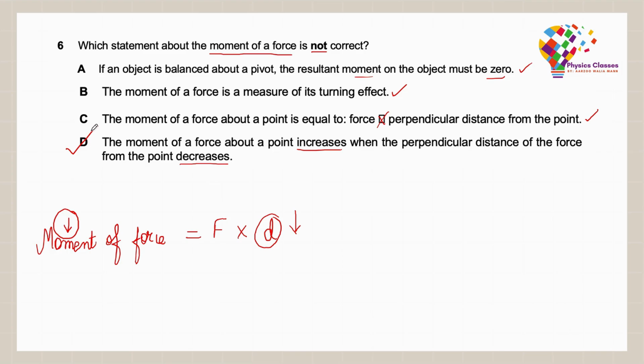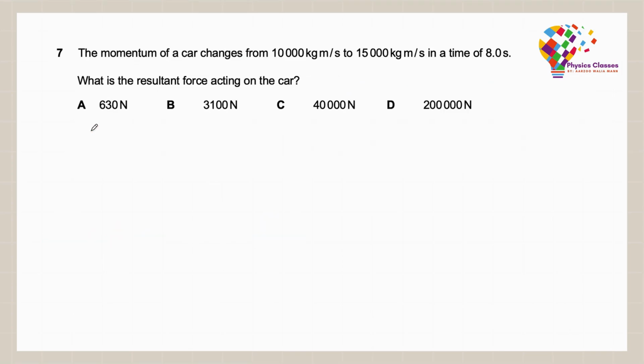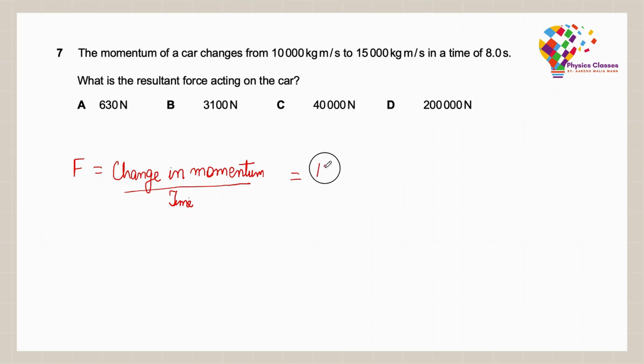Now, for question 7, the momentum of a car changes from 10,000 kg meter per second to 15,000 kg meter per second in a time of 8 seconds. What is the resultant force acting on the car? See, the force is change in momentum by time. This is as per Newton's second law. We know that force is change in momentum by time.